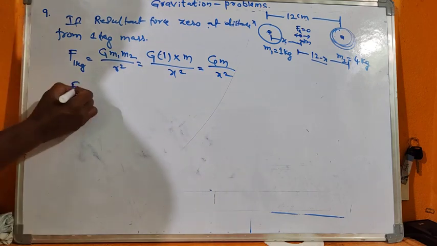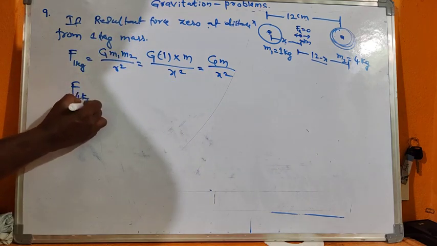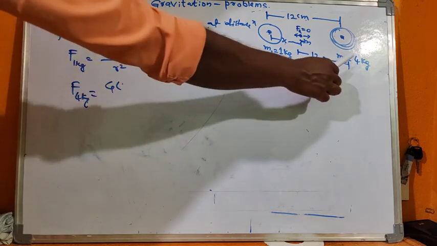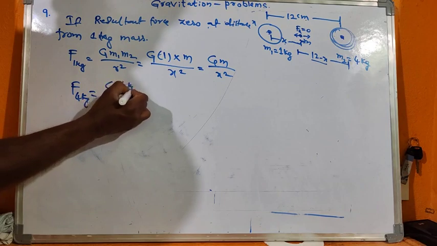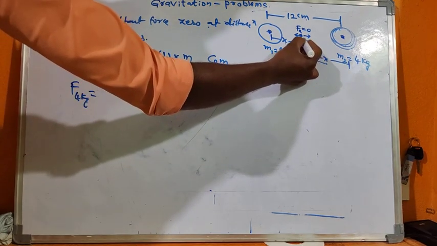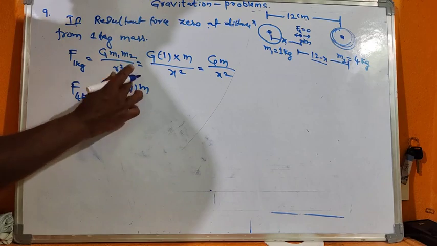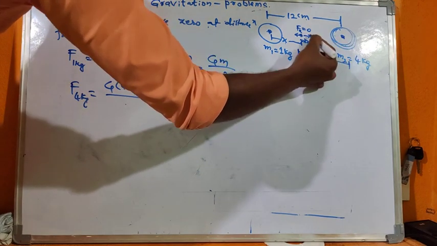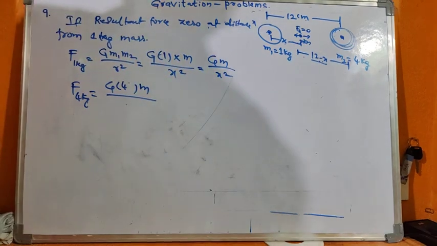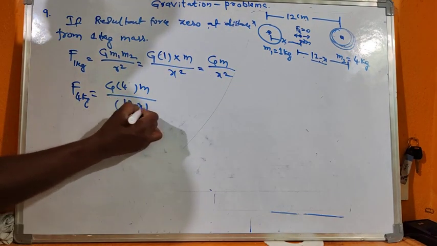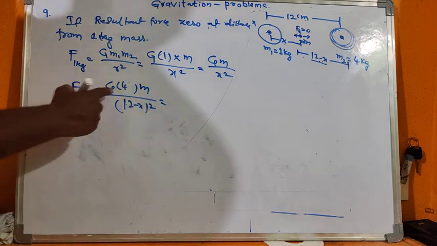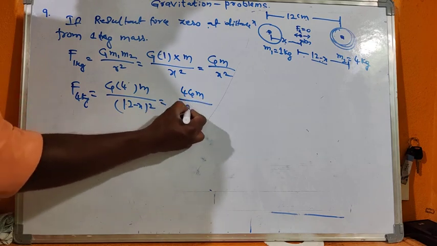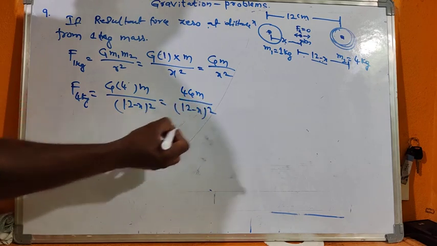Similarly, the force by the 4 kg mass: m1 is 4 kg and m2 is the object m kept here. The distance from this mass to where the force is 0 is 12 minus x, so it is 12 minus x whole square. That is equal to 4Gm by 12 minus x whole square.